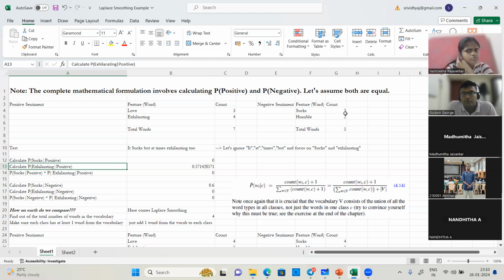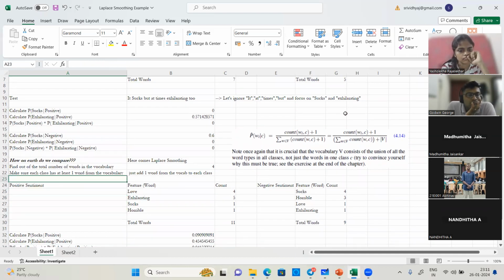4. Yeah, what are those words? Love, exhilarating, sucks, horrible. Correct. My vocabulary here consists of 4 words. What Laplace smoothing does is it adds one occurrence of these words by default to both positive sentiment and negative sentiment. By default, it assigns.